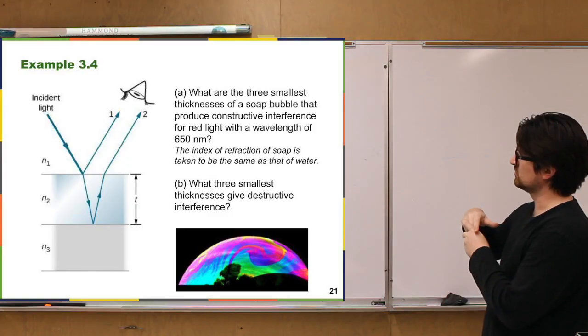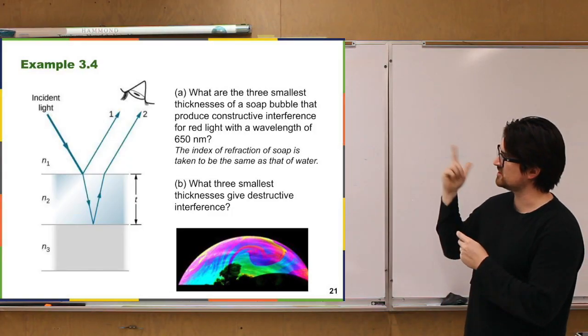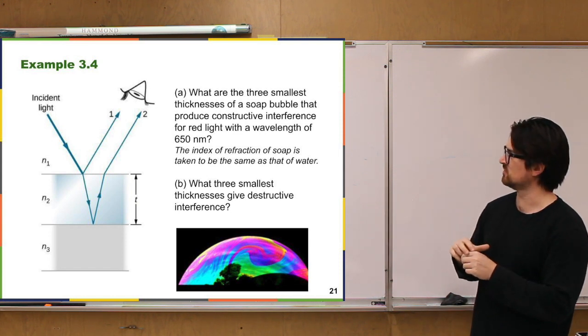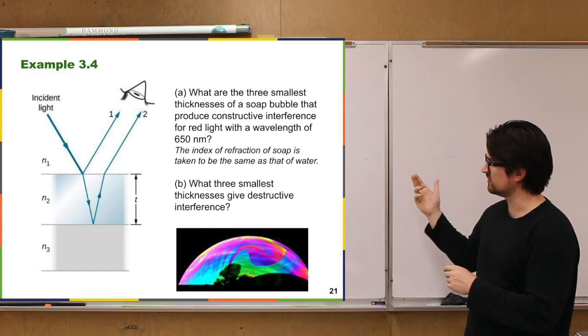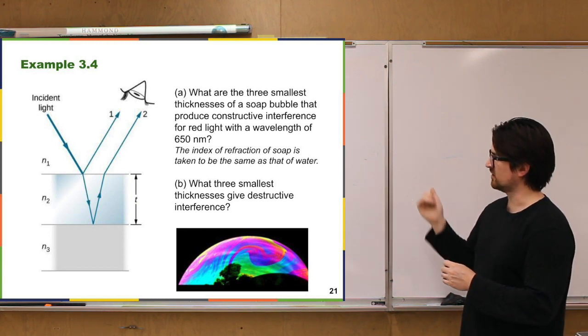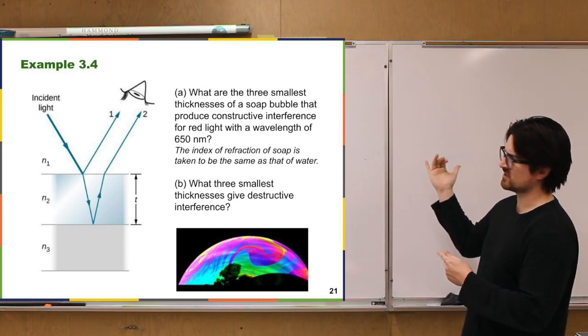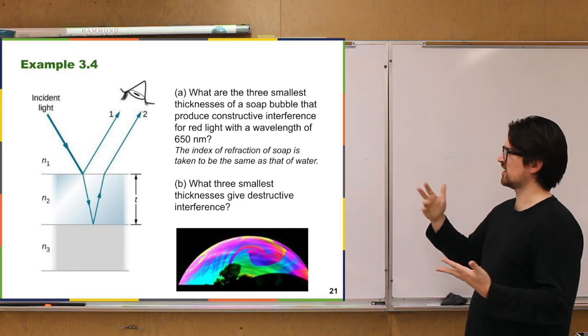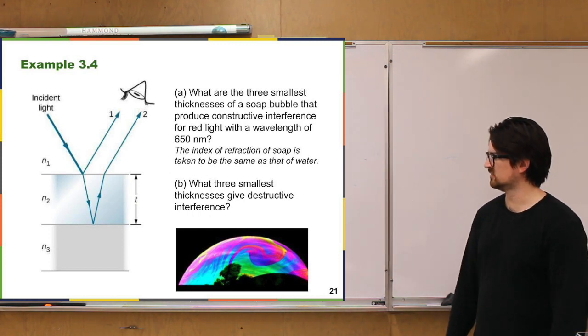Let's do this example. So the question is, what are the three smallest thicknesses of a soap bubble that will produce constructive interference for red light with a wavelength of 650 nanometers? And like I said a moment ago, they say just take the index of refraction to be that of water.